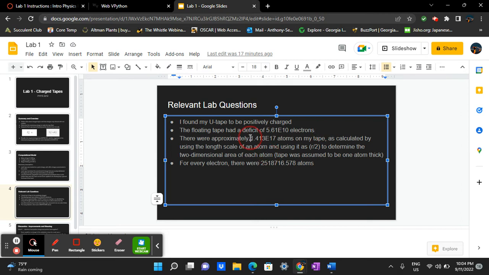There are approximately this many atoms on my tape, and I found that by using the length scale and then plugging it into the area of a circle because I assumed that the tape was one atom thick, so I was able to use the two-dimensional atom. And for every electron, there were this many atoms.